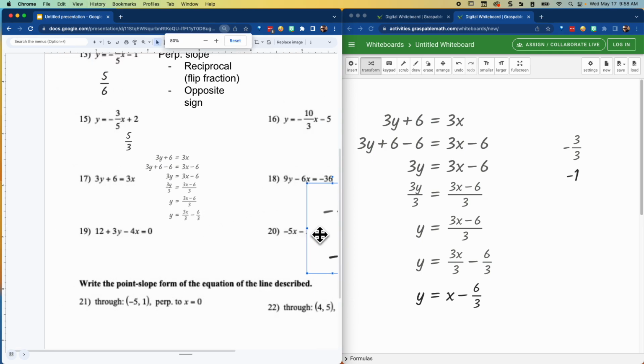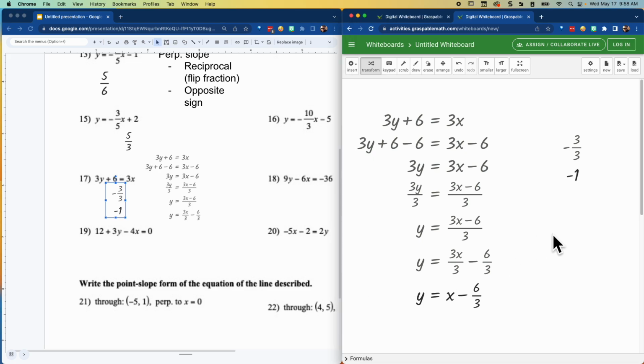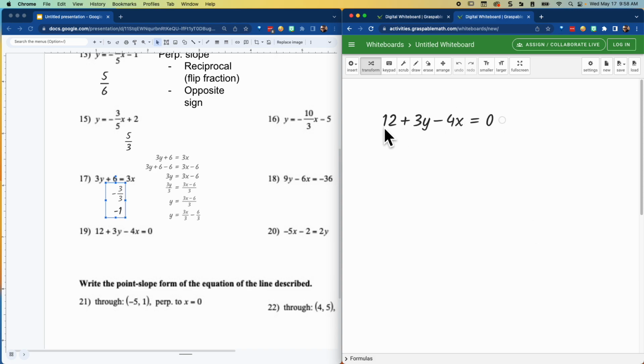So we pasted it. Here is the actual answer. Make it a little bit smaller so it fits in here. So that's our actual answer for the slope. Okay, and let's refresh this because we got another one to solve and figure out the perpendicular slope. Now we have 12 plus 3y minus 4x equals 0. Okay, so I have 12 plus 3y minus 4x equals 0.